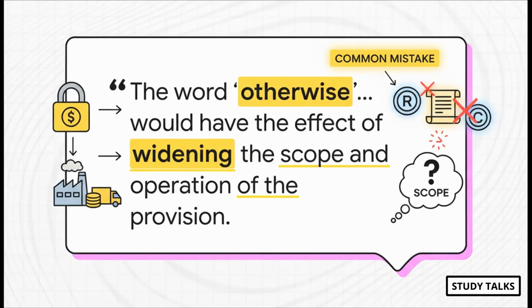This word, otherwise, is a huge deal. Don't just skim past it. As your material points out, this one word makes the law incredibly broad. It means this isn't just about physical stuff. It also covers intangible assets, things like patents, copyrights, trademarks. So if a company takes a loan against its brand name or a crucial patent, that charge absolutely has to be registered. This is a common place where students get caught out.